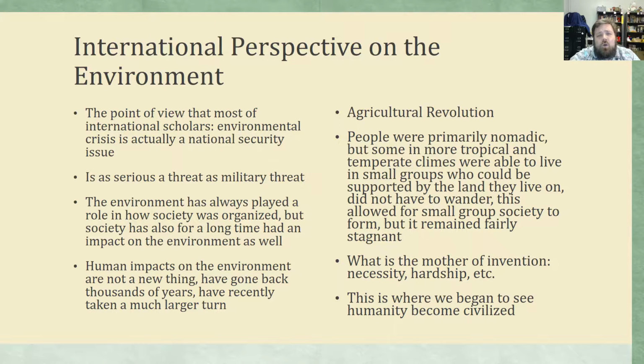Now, the environment has always played a role in how we organize our societies. But let's not forget that society has also had a big impact on the environment for a very long time. Humans have been impacting the environment as long as we can say that we've been human. This isn't a new thing. This isn't something that's just happened in the last 200 years, although there has been a significant change in the intensity of this recently. But this goes back thousands and thousands of years.